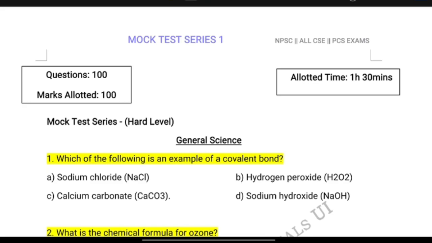Mock test series for NPSC. Also for PCS, CSE and all competitive exams. Number of questions for mock test.